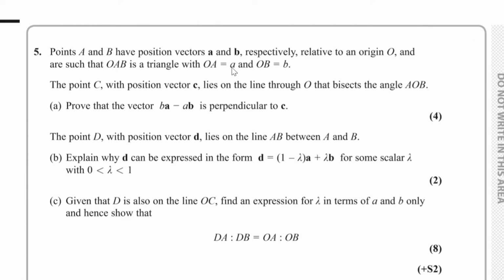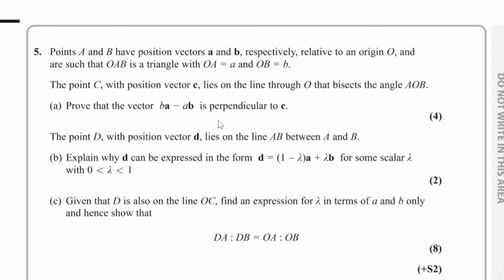Question number 5. Points A and B have position vectors a and b respectively relative to an origin O, and are such that OAB is a triangle with OA equaling a and OB equaling b. The point C with position vector c lies on the line through O that bisects the angle AOB, and what we have to do is prove that the vector b a subtract a b is perpendicular to c.